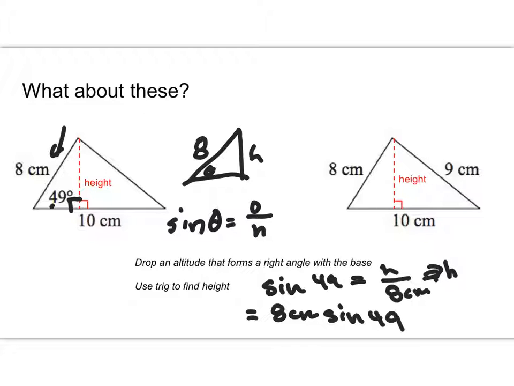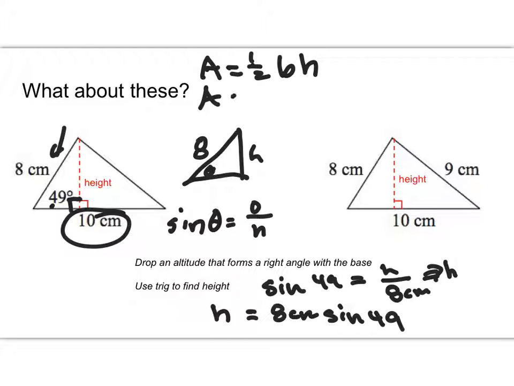We know that area is 1/2 the base times the height. Well, this is my height down here. My base is over here. It's 10 centimeters. So the area is 1/2 the base times the height.